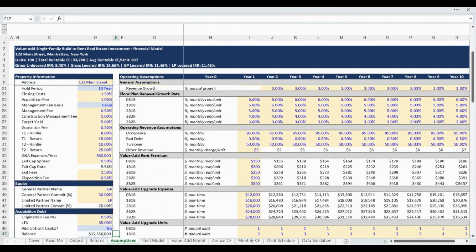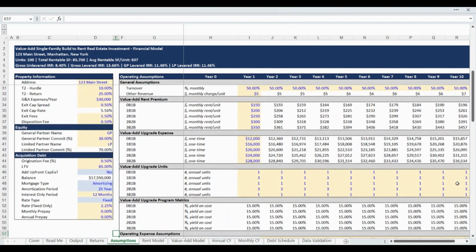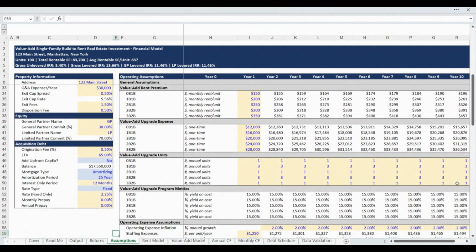Next up, we will enter the value-add investment and renovation assumptions. In real estate investing, value-add is generally defined as the ability to increase an asset's cash flow through capital investments, such as renovations, rebranding, or generating other operating efficiencies. The first value-add assumption is the forecasted rent premium. The forecasted rent premium is the incremental additional rent above market that we believe can be achieved through improving the property. The assumption is input as a monthly amount per renovated unit per floor plan and grown at the annual forecasted rent growth percentage.